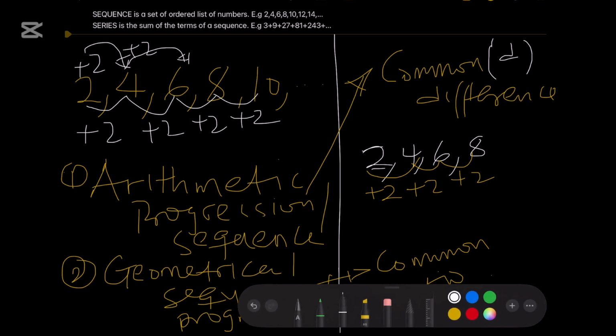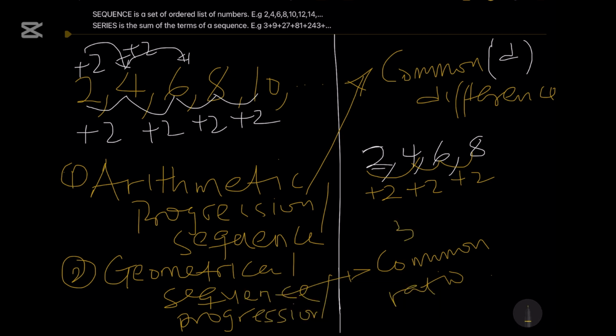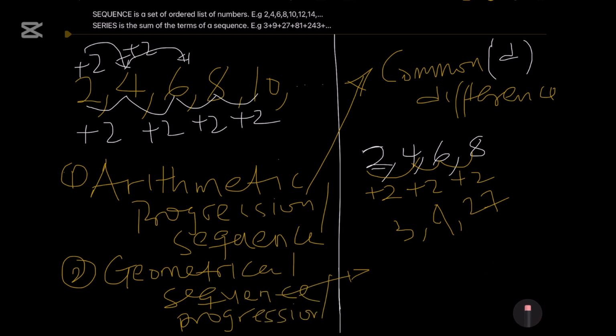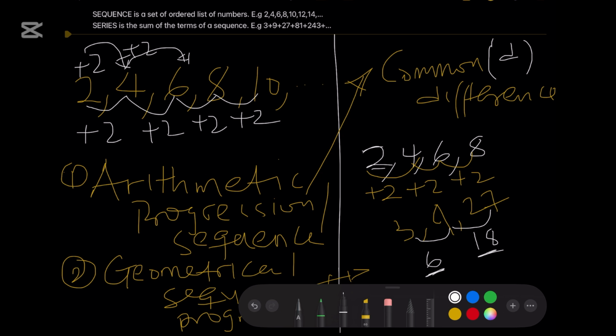Now, when we talk about common ratio, for example, when we have a geometrical sequence like 3, 9, 27. If we look at this in terms of common difference, 9 minus 3 is 6, and 27 minus 9 is 18. We will discover that this is not following a regular pattern. The pattern is different. So this is not working with the first principle, which is the common difference principle.